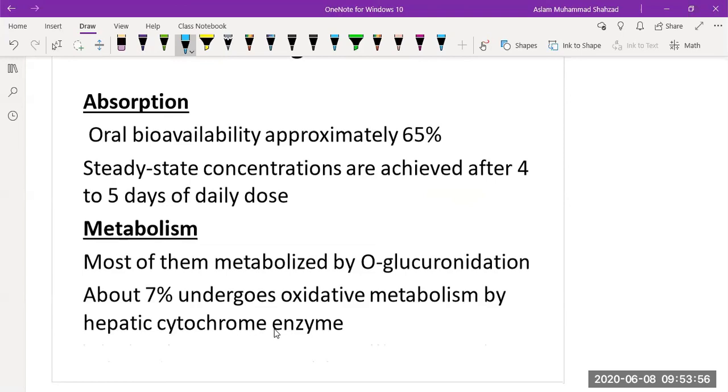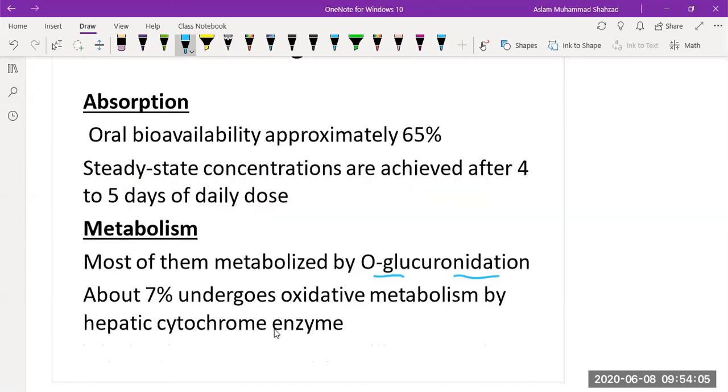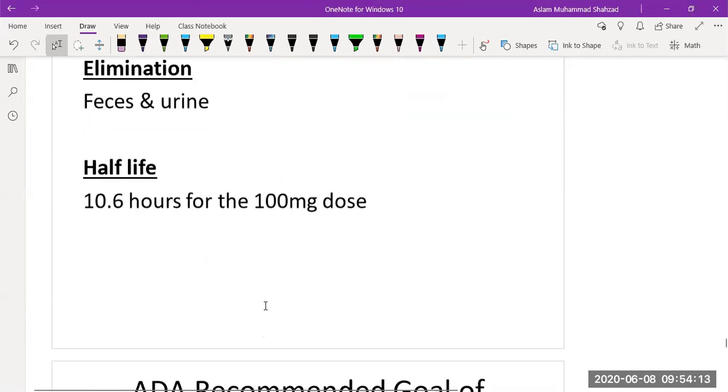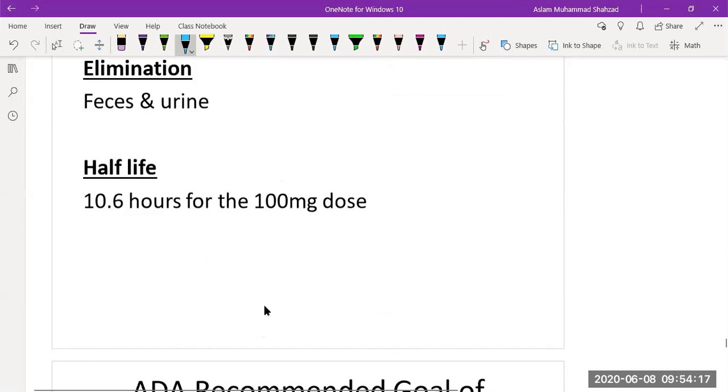Metabolism occurs through glucuronidation, and then 7% undergoes oxidative metabolism with the help of cytochrome enzymes. It is eliminated through feces and urine. Half-life is around 10.6 hours for a 100 milligram dose.